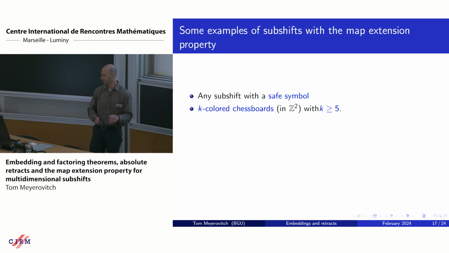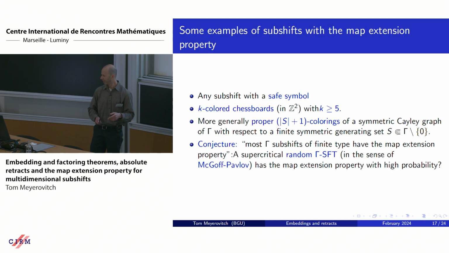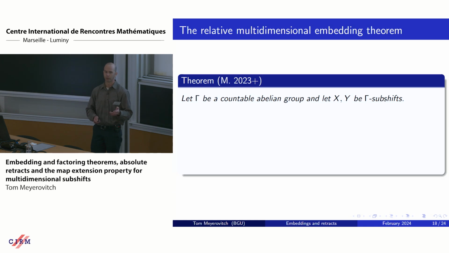I will not go into details about what that says. If you look at colorings of Z^d, then if there are sufficiently many colors, it has the map extension property. In Z^2 it's 5. It's not 3 definitely, I don't know about 4. This is a part of a more general phenomenon. I haven't worked it out completely, but I think that with a model for random subshifts, in some sense most subshifts have the map extension property, but this is not a proof. I'm writing it as a conjecture because I've not done this yet.